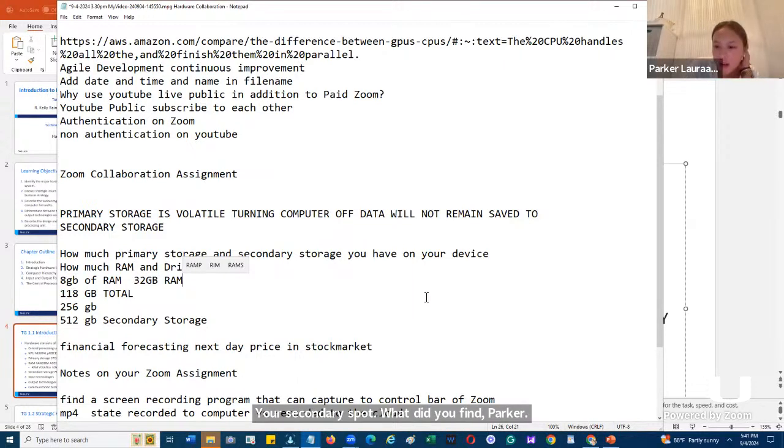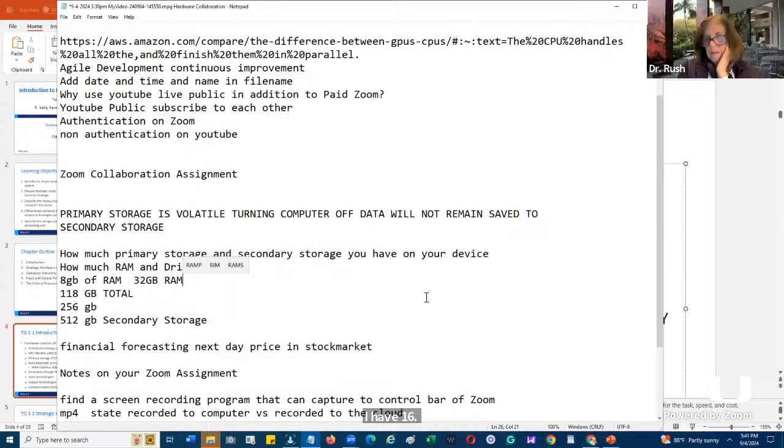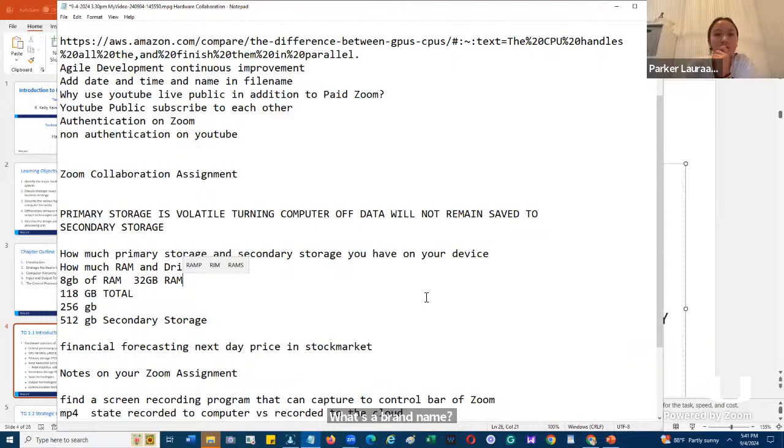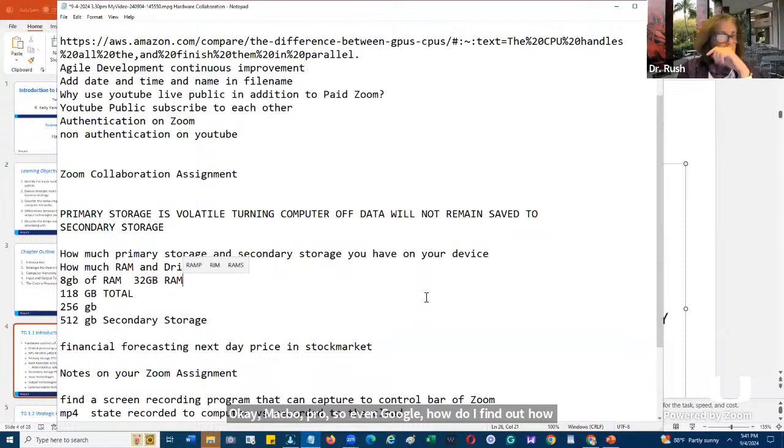What did you find, Parker? I have 16. Okay, you have 16 gig, and how much hard drive? I'm trying to figure that out now too. I can't remember where it is. So everybody figure out, you can even Google it. What kind of computer do you have? What's the brand name? I have a MacBook Pro. Okay, MacBook Pro. So even Google, how do I find out how much hard drive space I have on a MacBook Pro? How do I find that? Ask Google, ask ChatGPT, ask somebody.